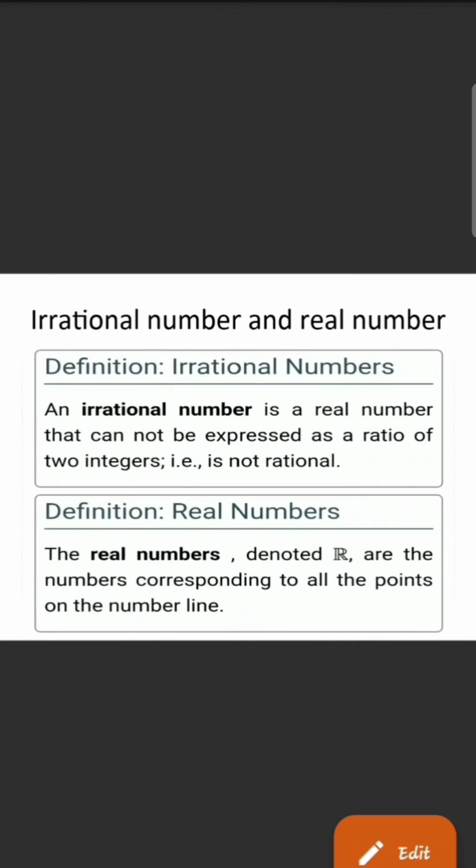We have irrational numbers and the real numbers. Irrational numbers are the opposite of rational. Rational is a number that can be expressed as a fraction, while an irrational number is a real number that cannot be expressed as a fraction, that is, cannot be expressed as a ratio of two integers. Examples of irrational numbers, we have done that in surds. When you have a number like √2, √3, that's an irrational number.